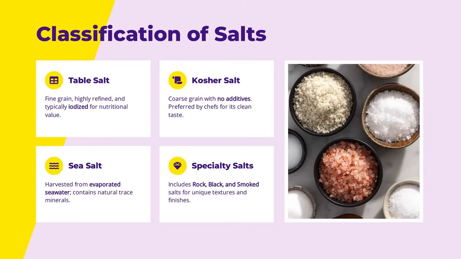The second type is kosher salt. Kosher salt consists of larger, coarse crystals and generally contains no additives. Its larger crystal size makes it easier for chefs and bakers to control seasoning during food preparation. It is especially valued for its clean taste and ease of handling.